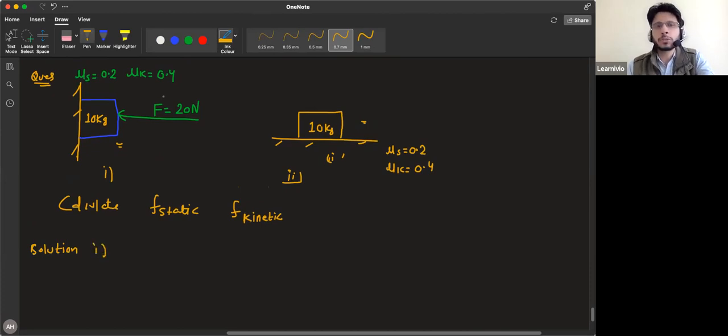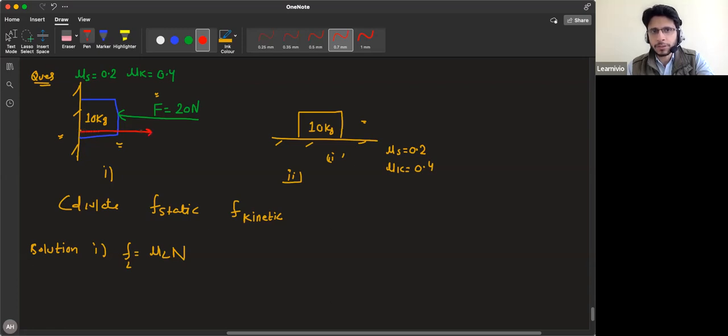In the first part, you're supposed to calculate friction. Adriel, what's the formula for calculating friction? Let's say limiting friction. So mu s into N, mu into normal reaction. Marita, what will be the normal reaction in this case, the first case? The one which the wall exerts on the body. And how much is that? That would be equal to the weight, or that would be equal to this force F? Yes, Marita, that will be equal to the force.